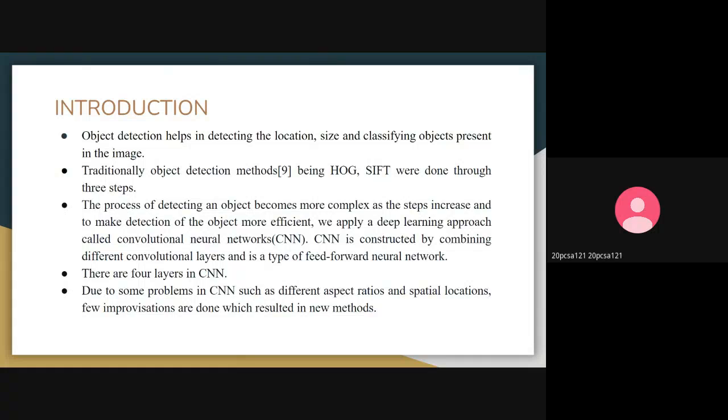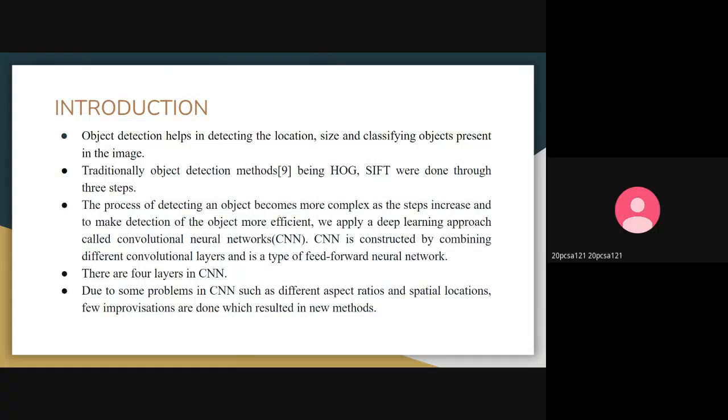We face a few problems in CNN like aspect ratios and spatial locations. So an improvised version of CNN was introduced, called RCNN, a region-based convolutional network. The RCNN took more time to process the inputs, so Fast RCNN was introduced, and because of a few drawbacks in Fast RCNN, Faster RCNN was introduced. To improve identification accuracy, another framework was also introduced, called Mask RCNN.